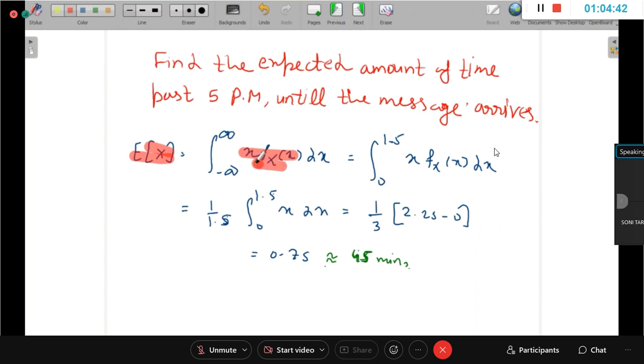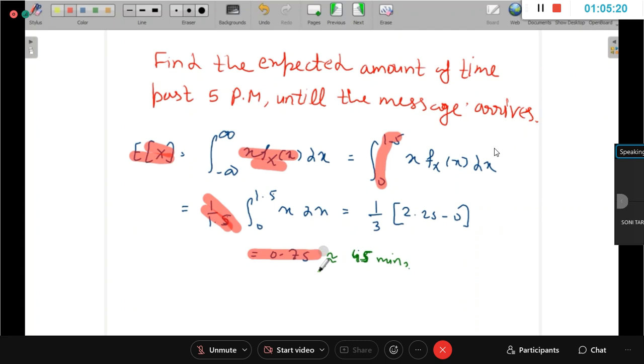And that's very simple to follow now. So x times f_X(x), if you follow the definition, and you know f_X(x) is nonzero only between 0 and 1.5. Okay, so f_X(x) will take the value 1 upon 1.5 over this interval, and you can integrate it, and the expectation of x is 0.75. So the expectation of x is 0.75 hours.